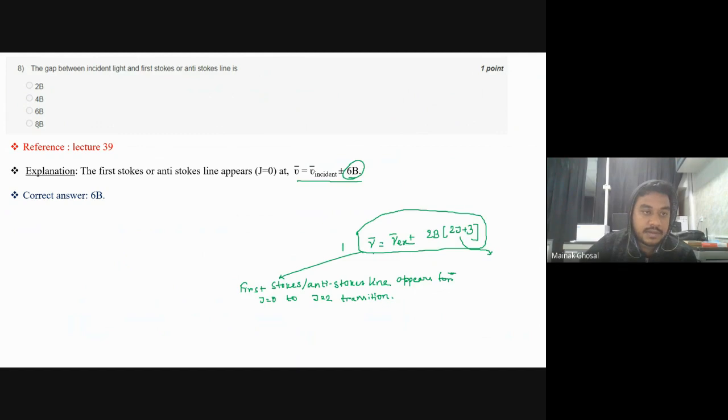After that, the gaps will become 4B, 4B, 4B like that. But the first line, which is due to the transition from J equals 0 to J equals 2, will be at 6B from the incident radiation. So you got your answer. Answer is number 60. Fine.